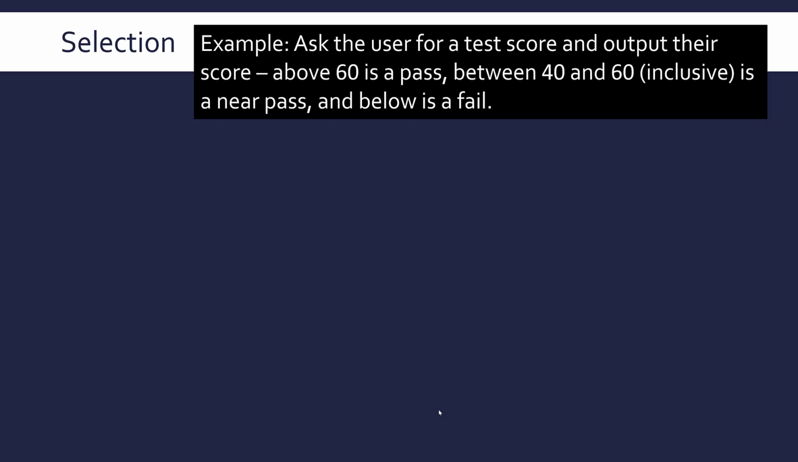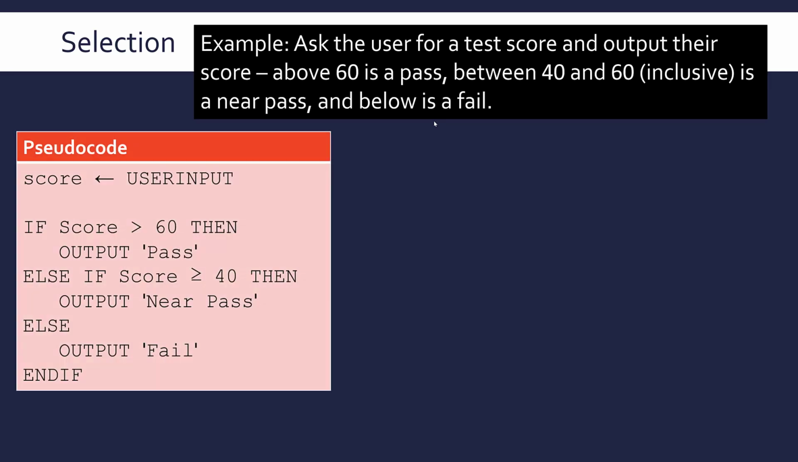Let's say we've got a really simple problem where we're asking the user for a test score and outputting their score. Let's say above 60 is a pass, so really 61 or above in that case. Between 40 and 60, inclusive, is a near pass. Inclusive means you are using those numbers in your range, so we're including 40 and 60. And let's say below 40, so 39 and below, is a fail. Well, hopefully you'd be able to code this in either Python or represent it in pseudocode.